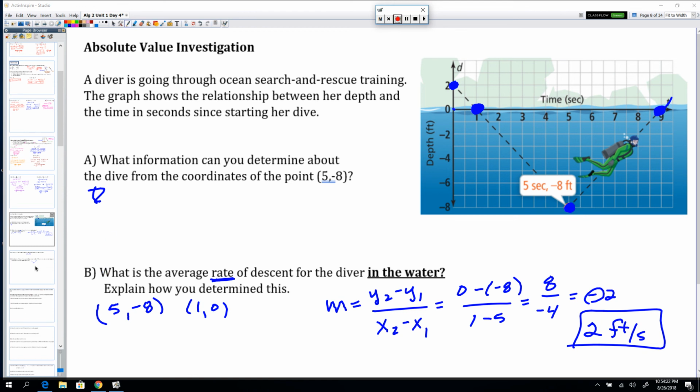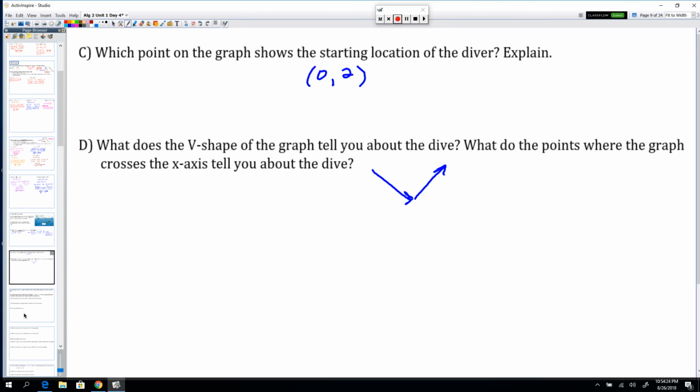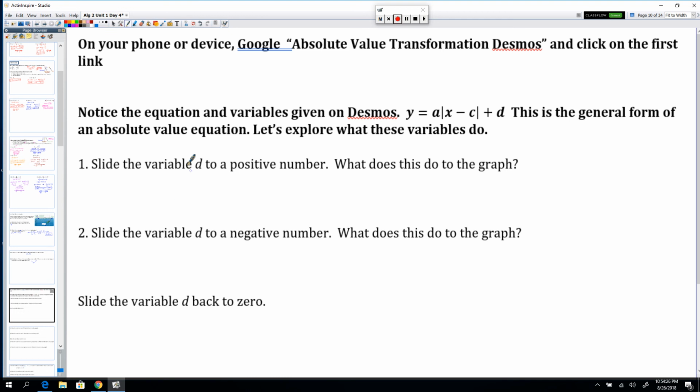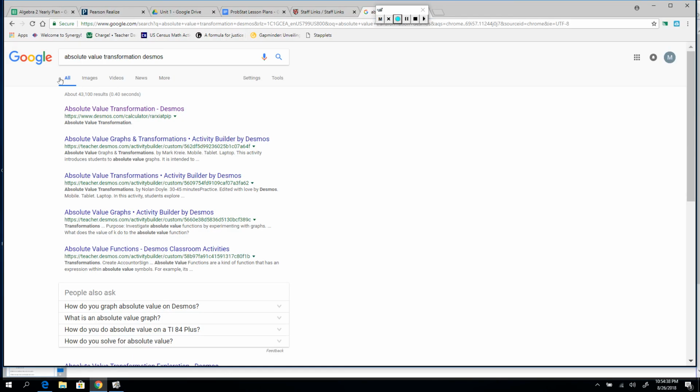Alright, let's take a look at our Desmos activity, and I might not go through the entire thing. I might just do a little bit, but on your phone or your device, you should be Googling absolute value transformation Desmos. And we're going to take a look at this great tool. We're going to be in Desmos a lot this year. Take a look at this great tool. So when you Google that, this should be your first hit.